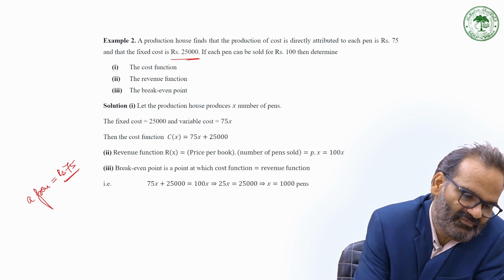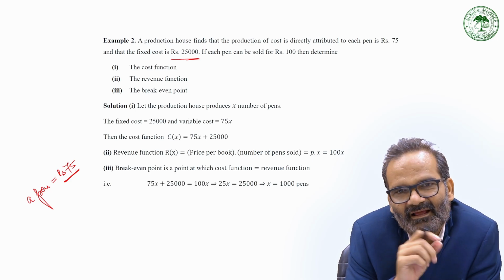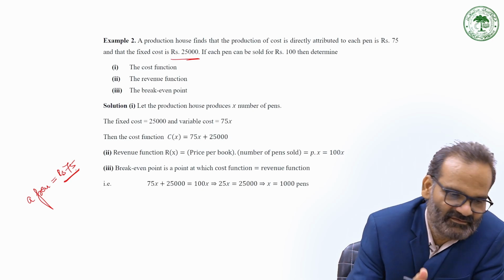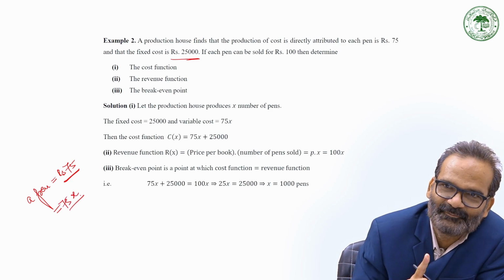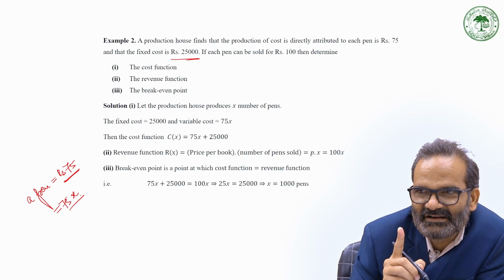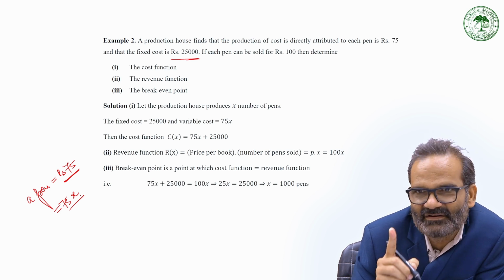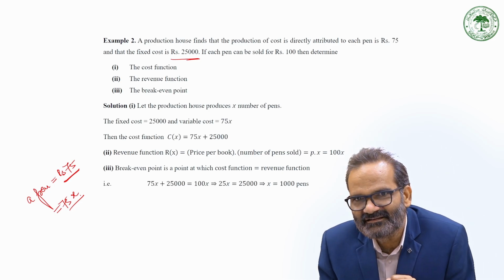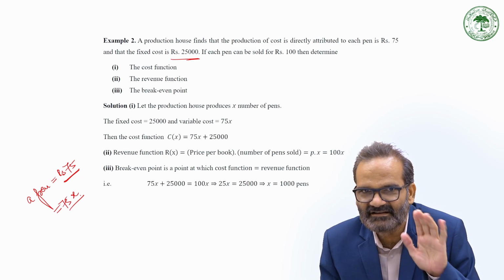So the cost of a single pen is rupees 75. For example, the firm is producing X number of pens. Then the cost of production for X pens will be what? That is equal to 75x. Is it or not? Because the cost of one pen is rupees 75. The cost of 3 pens will be what? 3 into 75. The cost of 10 pens will be what? 10 into 75. Suppose the firm is producing X number of pens. So the cost of X pens will be what? 75 into X. Clear? I think it is clear.